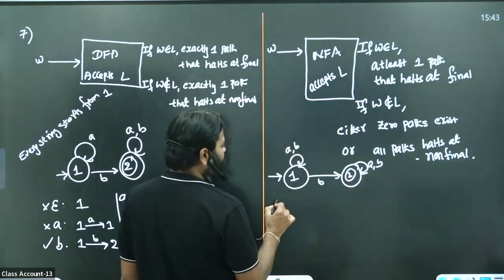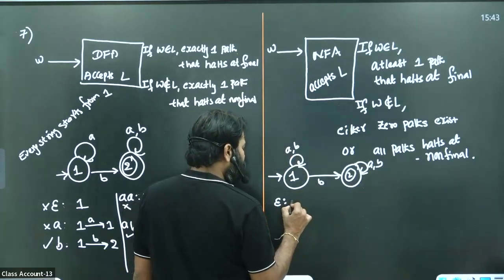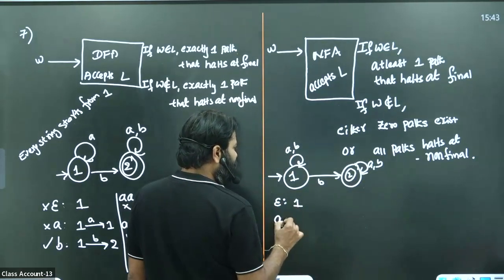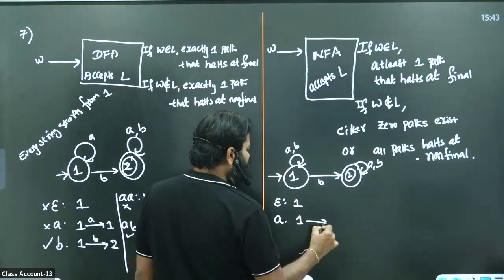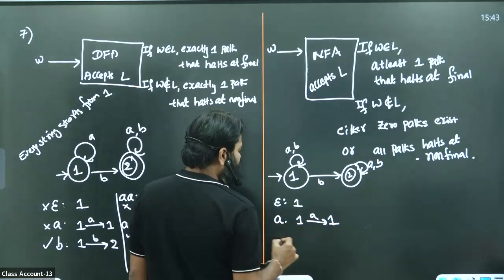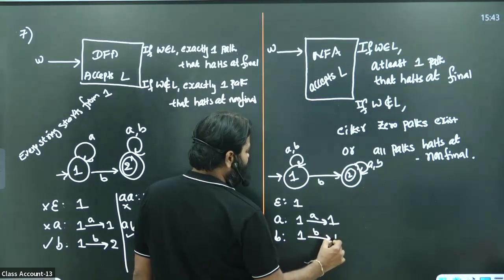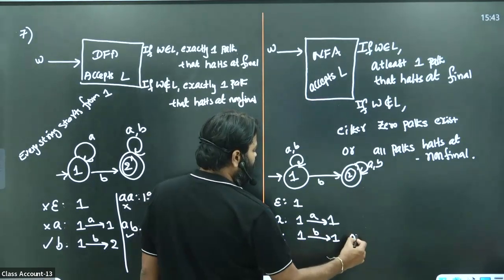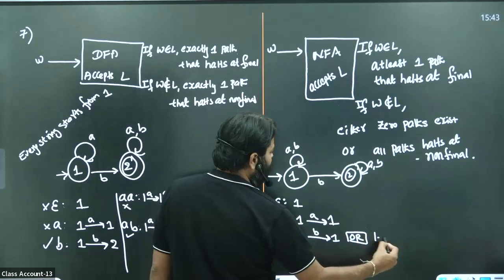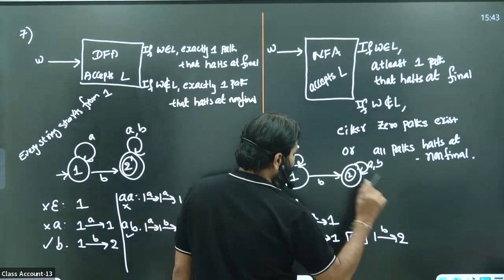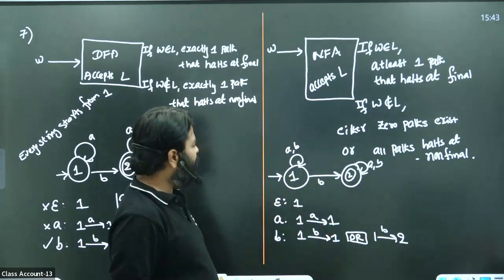you can see epsilon, it should start with 1 and also at 1. A, it should start with 1. 1 on A, only one choice, that is 1. And on B, there are two choices. One, it can go to 1 itself, or it can go to 2 also. Now tell me, is it valid string or invalid string?